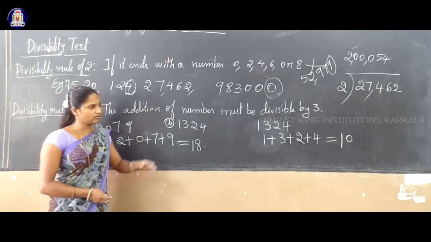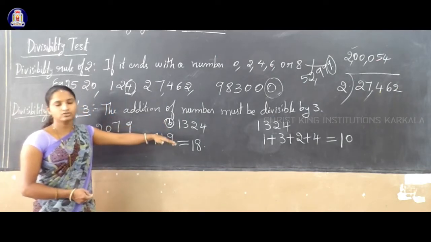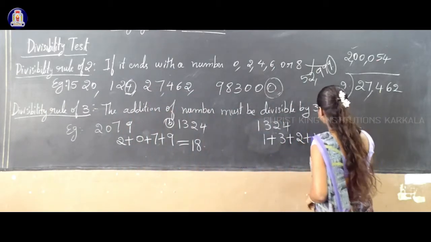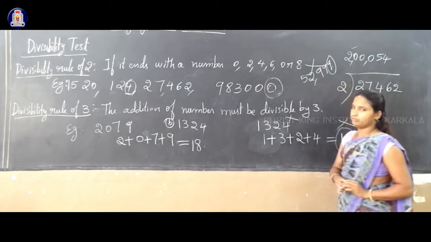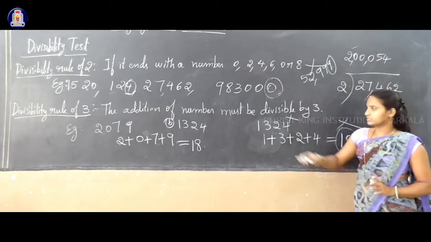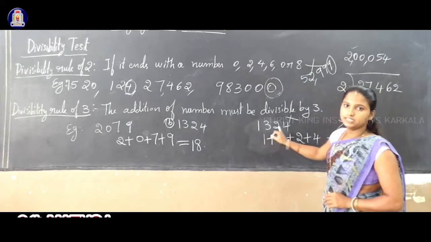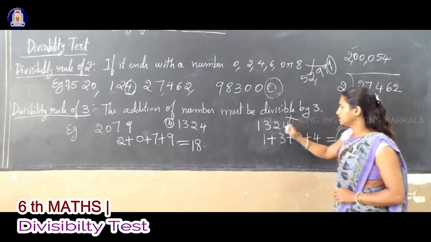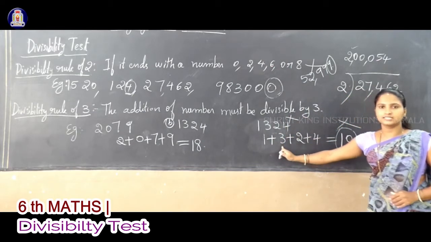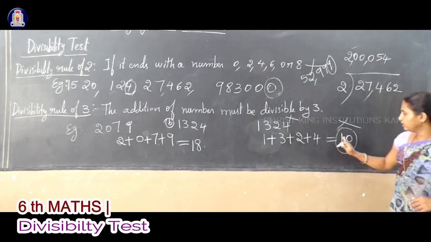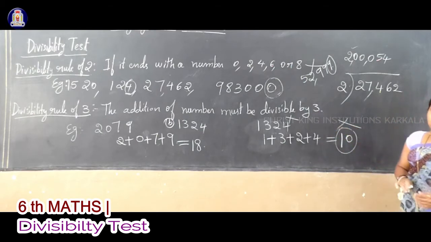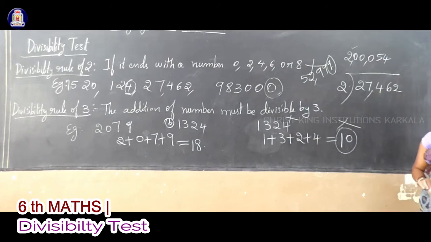Isn't it? We cannot see 10 in the 3 table. So we can say that this number is not divisible by 3. Clear? Why is this not divisible by 3? Because if you find the sum of this number, we get the answer 10. So 10 is not a multiple of 3.